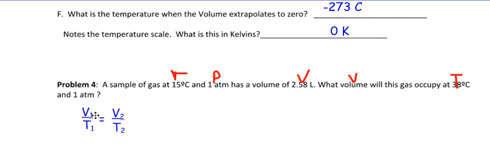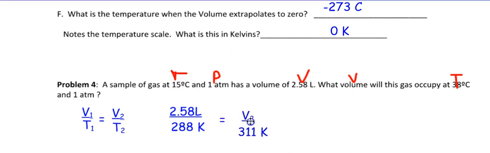Now, we have a little problem here. What unit did I give this in? I gave it to you in Celsius. What must you do every single time? Did you all catch that? If you're ever given a temperature in this entire unit, what must the unit be in? It must be in Kelvin. So you have to add 273 to everything. So my V1 is 2.58, my V2 is unknown, and my T1 is 288. How did I get 288? By adding 273 to 15.